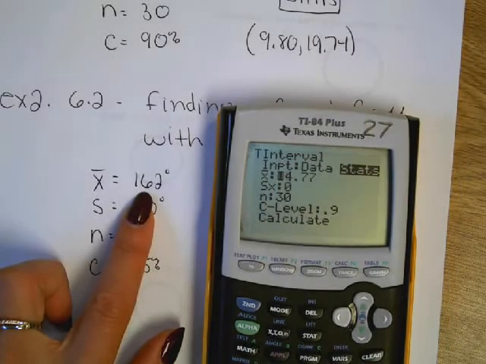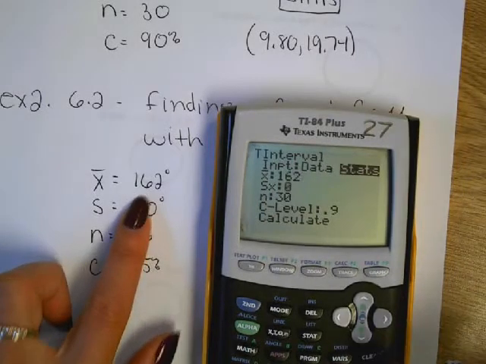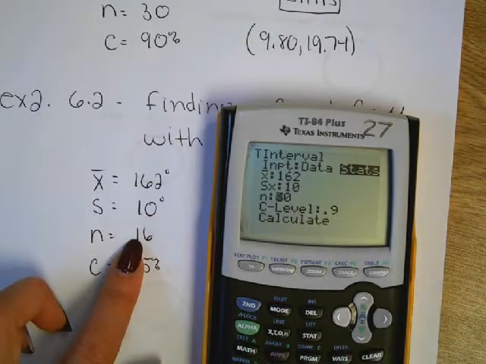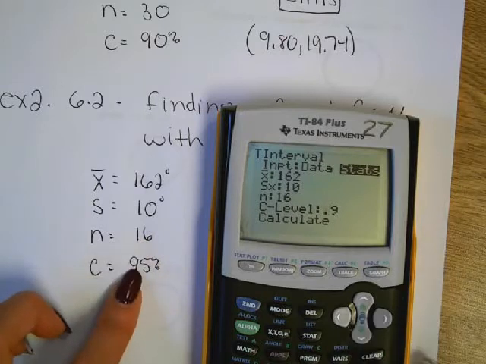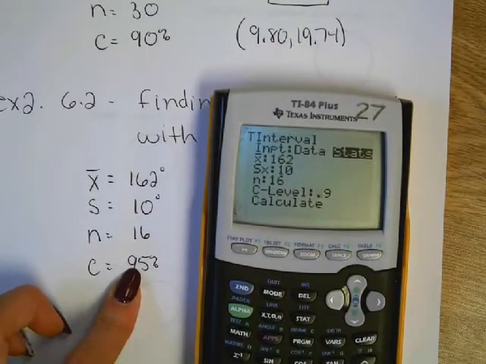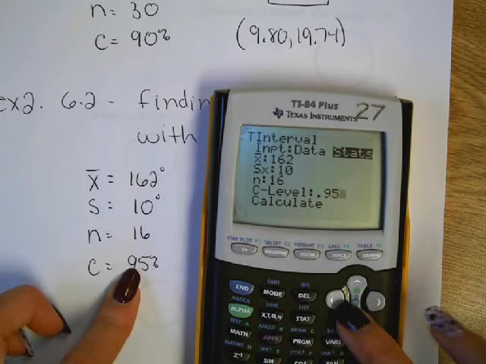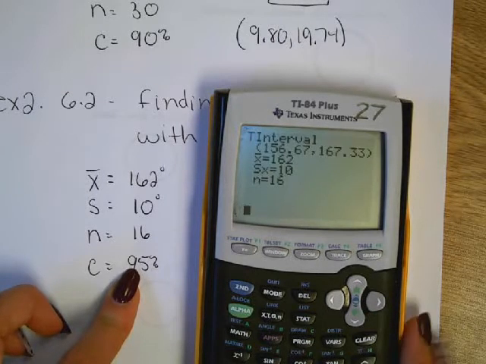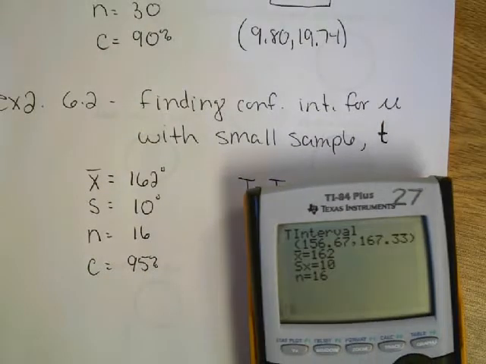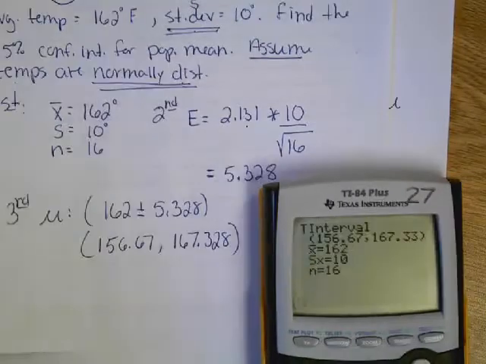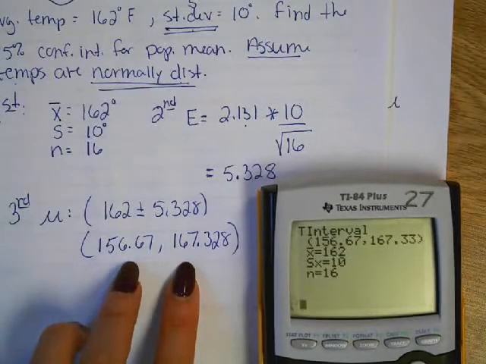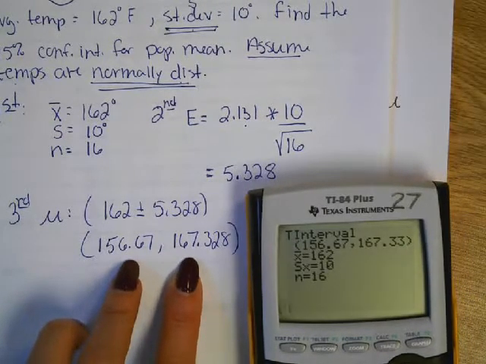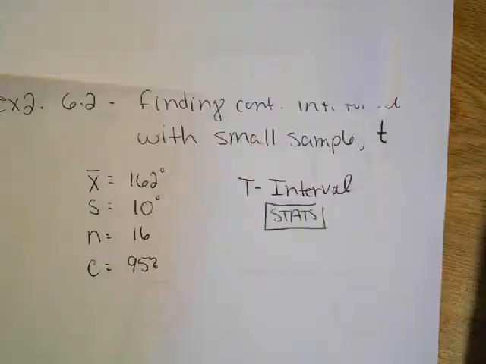Average is 162. S is 10. N is 16. And we're going for 95% as a decimal. And down to calculate. And there's our interval. I'll just show you how it compares to our answer we got by hand, 156.67 to 167.33, right on the money.